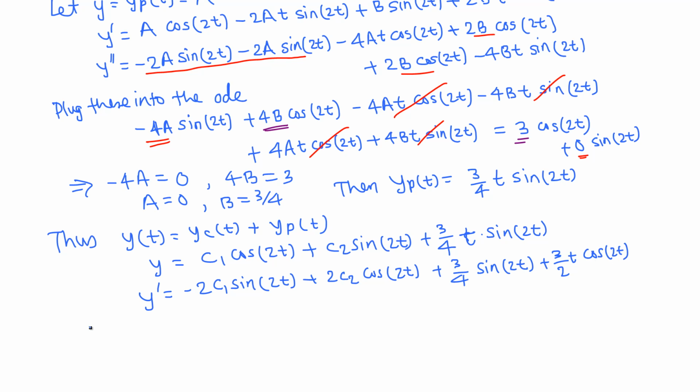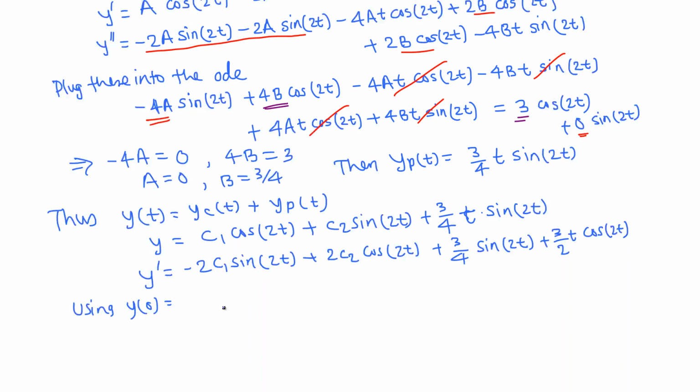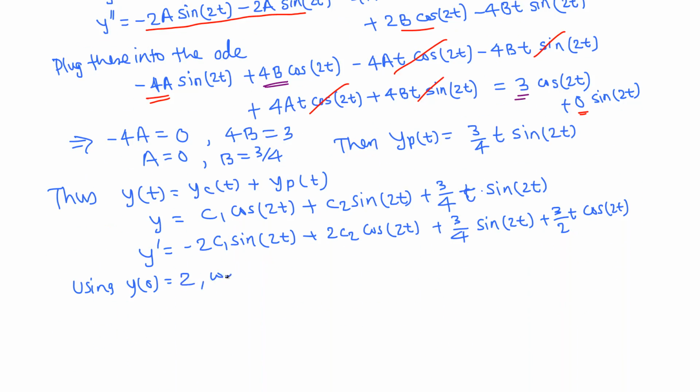So using the first initial condition, y at 0 equals 2, we need to use y here. So 2 equals C1 times cosine 0, which is 1, plus C2 times sine 0, which is 0 so this is gone, plus 3/4 times 0, this is gone, so C1 is 2.